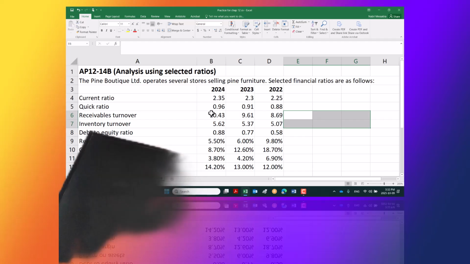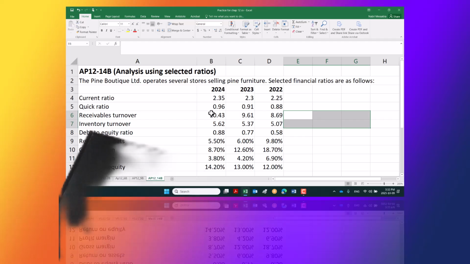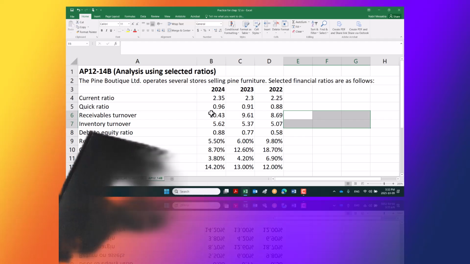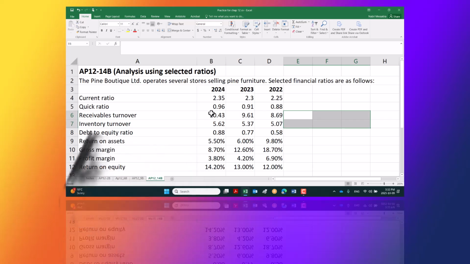So after a 10-minute break, we are going to, this is a long list of ratios calculated, ready for interpretation, and we are trying to make some interpretation. Okay, let's take a 10-minute break.